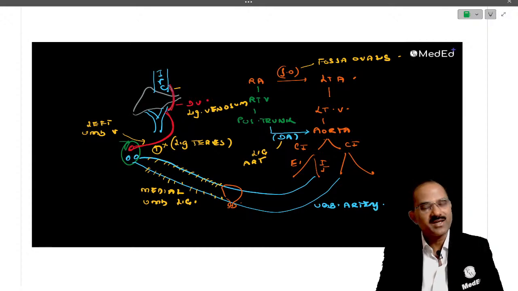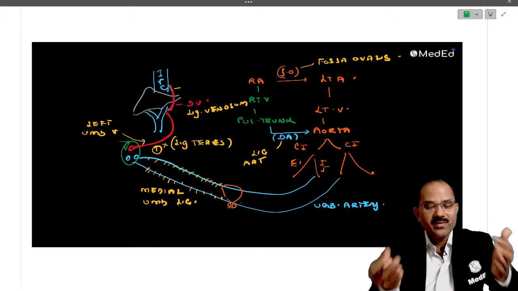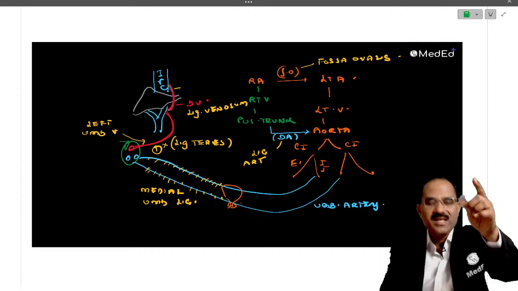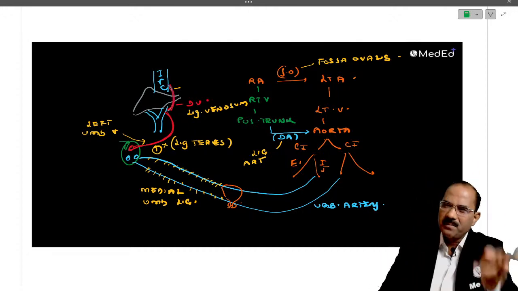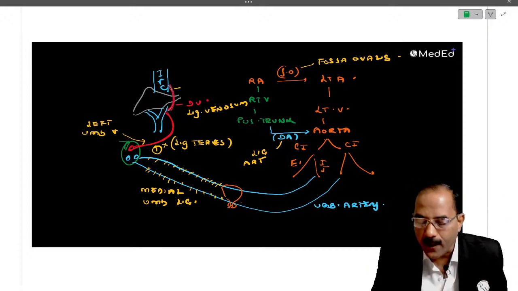Very good, very good. Now it's clear. And the same medial umbilical ligament, or the obliterated umbilical artery, which was dividing the Hesselbach's triangle into 2 parts, a medial direct and a lateral direct inguinal hernia. I hope you will be able to correlate now.